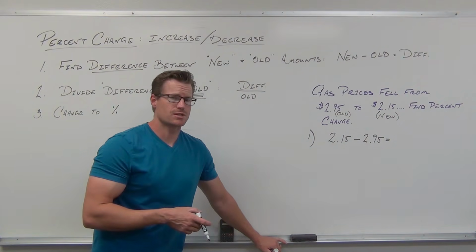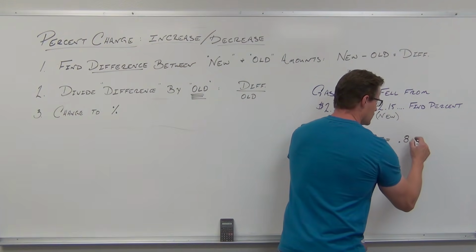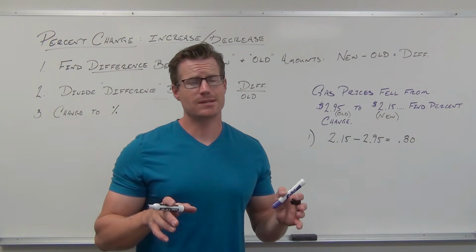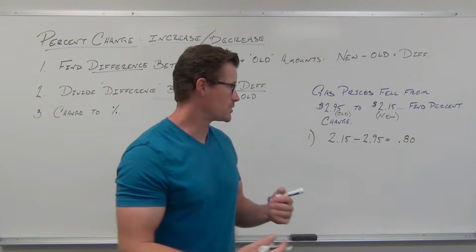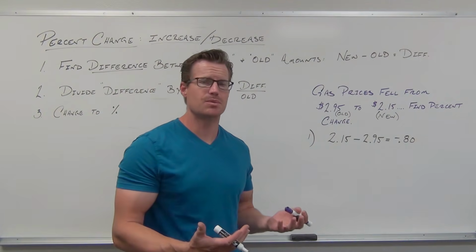That, in this case, is going to give us a decimal of 0.80. Okay, please stop right now. Don't miss this. That 0.80, this is not an 80% change. In fact, I messed this up. That's negative 0.80. This is not an 80% change.